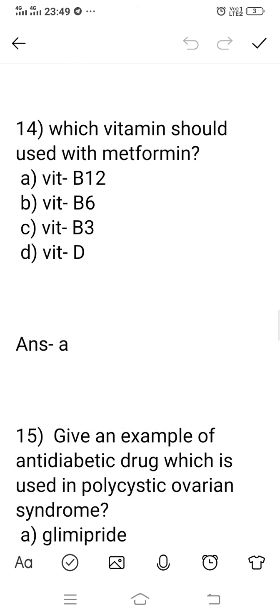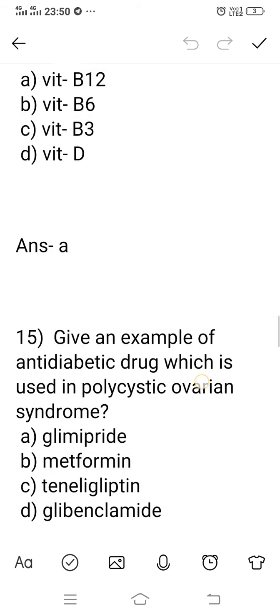Question number 14. Which vitamin should be used with metformin? Option number A, vitamin B12. Option number B, B6. Option number C, vitamin B3. Option number D, vitamin D. Actually, in regular use of metformin, when a patient uses metformin regularly for diabetes, vitamin B12 deficiency also occurs in the body. So vitamin B12 should be used with metformin. Option A is the right answer, vitamin B12.